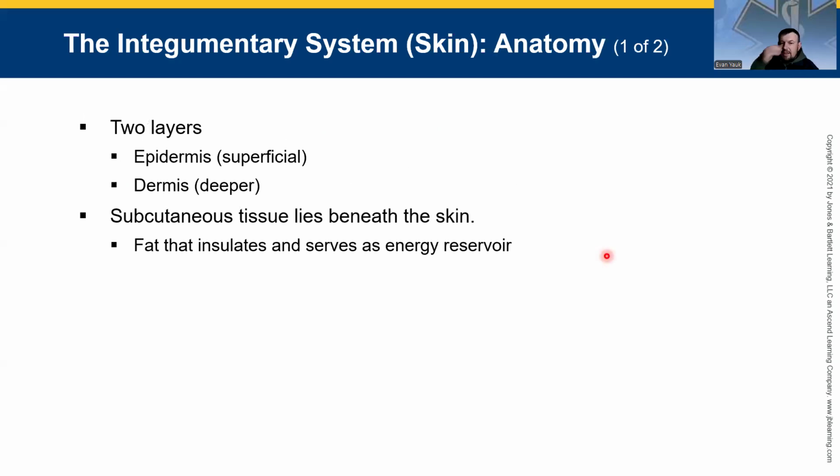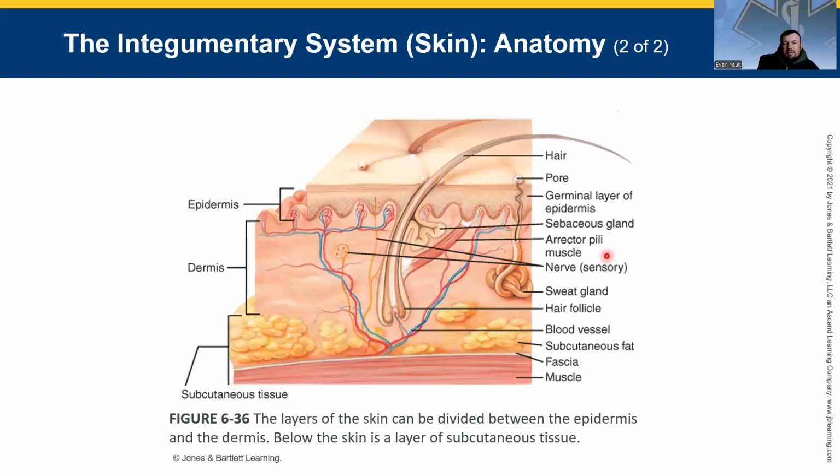A little bit on the skin. Two main layers, your epidermis and your dermis. Your subcutaneous tissue lies beneath the skin, and that's where your fat is that insulates and serves as energy reserve. So a quick picture there, you've got your epidermis, just that very top layer. And then you've got your dermis, which is deeper, and there's more stuff in there like your sensory nerves, sweat glands, hair follicles, stuff like that.